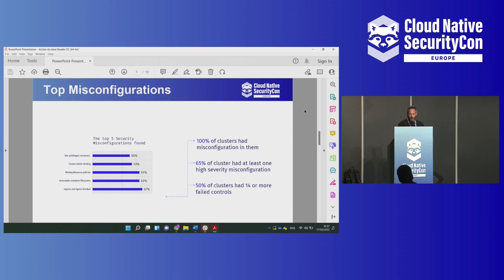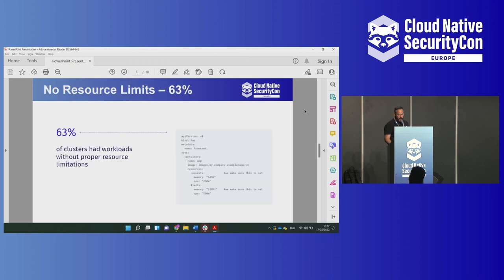You don't have to be perfect. What is more concerning is that at least 65% of clusters had at least one high severity misconfiguration, something like running in privileged mode or allowing privileged escalations within the container, or maybe having application credentials in your file system, in your container configuration. So now I'll go into a little bit of the detail of that.